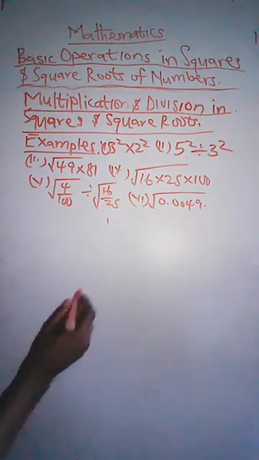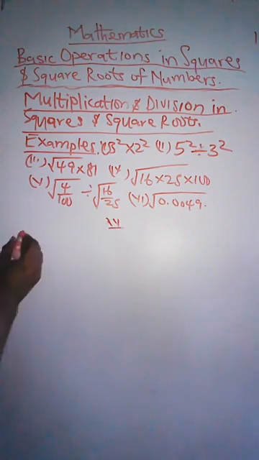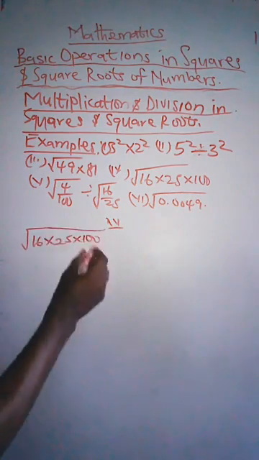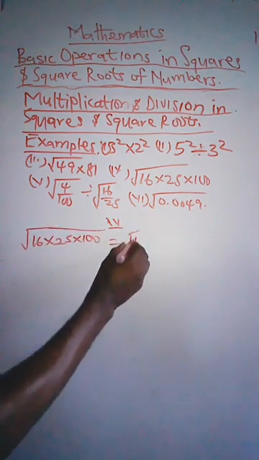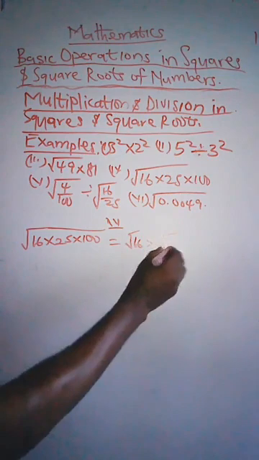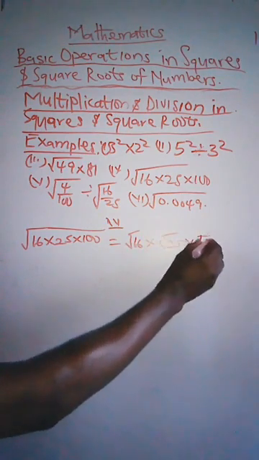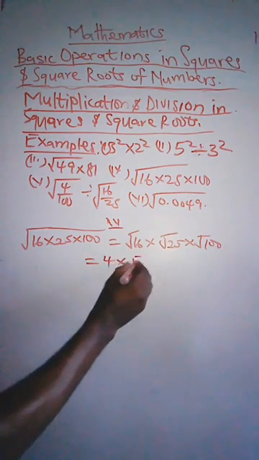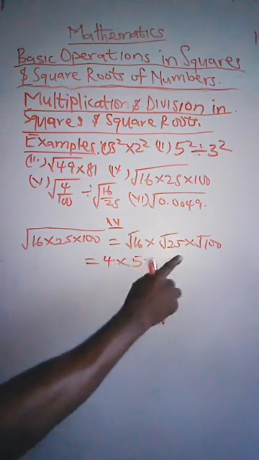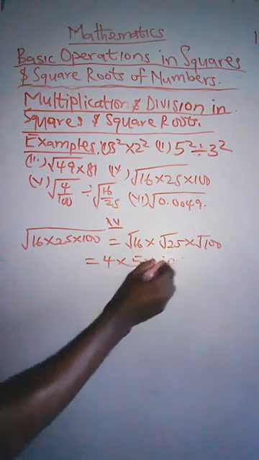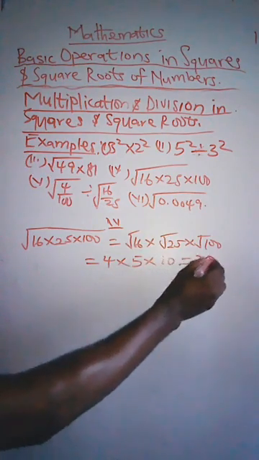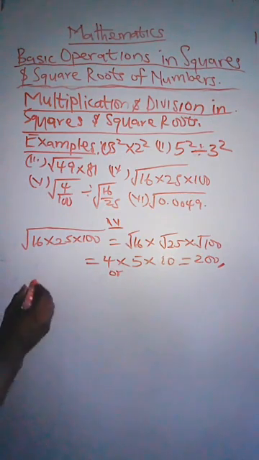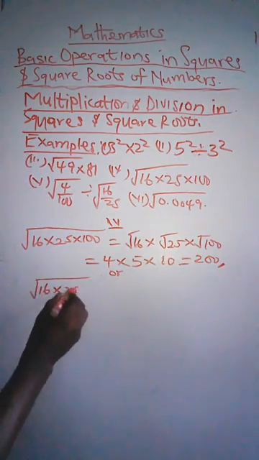Let's look at the next question, number 4. That is square root of 16 times 25 times 100. Since it is multiplication, you are free to split it as well. Square root of 16 times square root of 25 times square root of 100. So square root of 16 is 4, square root of 25 is 5, and square root of 100 is 10. 5 times 4, 20. 20 times 10 equals 200. And you can choose to do it directly. Square root of 16 times 25 times 100.